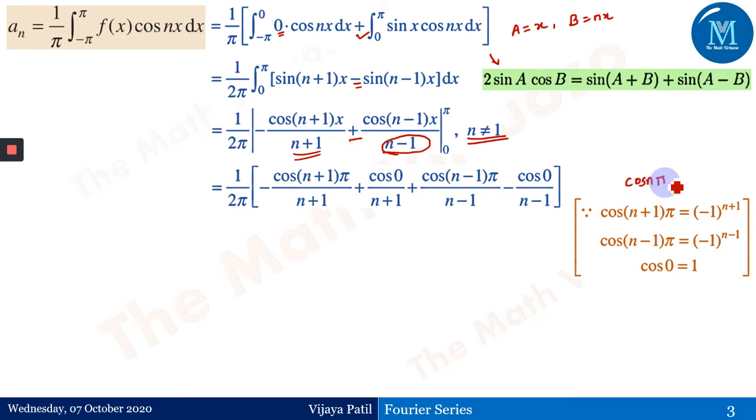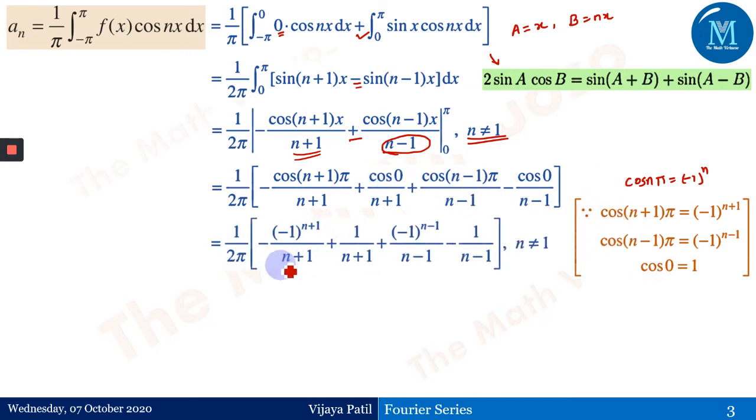Cos of n pi is equal to minus 1 to the power n. The same thing, but instead of n we have n plus 1 in the first term and n minus 1 in the second term. And cos of 0 is equal to 1. So we have taken this help and written this particular step. Cos of (n plus 1) pi is replaced by minus 1 to the power n plus 1, and cos of (n minus 1) pi is replaced by minus 1 to the power n minus 1. Very important step to remember and understand.